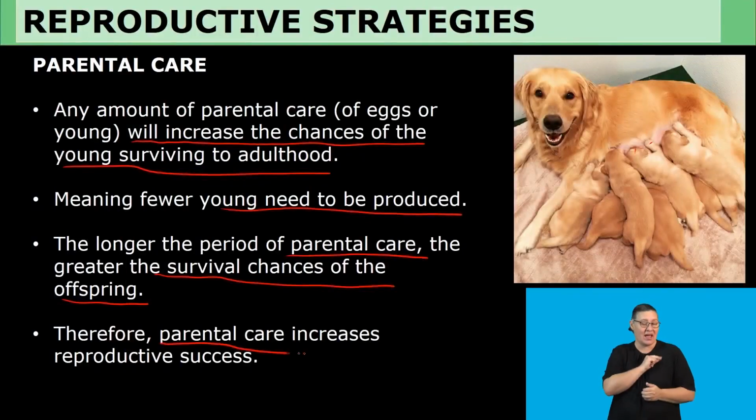I want you to think of something. Small babies, how long do they need parental care before they are able to start looking for milk to make cereal for themselves? So there's a longer time for parental care. Therefore, parental care increases reproductive success. Keep this in mind.